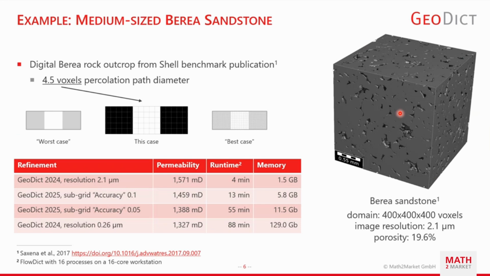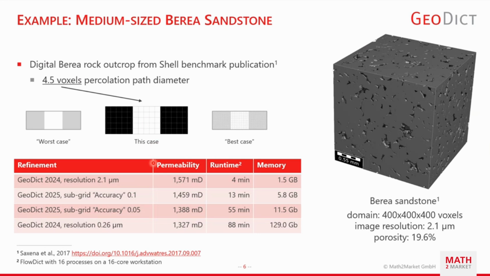So with that said, now I'm showing you the one case study we did on the example of Berea sandstone, where the dominant percolation path diameter was around 4.5 voxels. So if we consider the previous example with two parallel plates, this would be somewhere in between having only one voxel or having 10 voxels for the resolution.